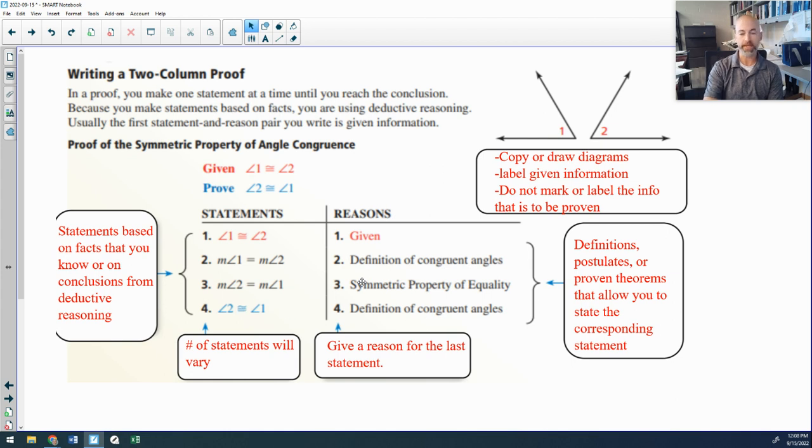You have to say what it is that you did that allowed you to go from step 3 to step 4. And in this case, if we know two angles are equal, then by the definition of congruence, we can say that the two angles are congruent as well. So let's look at a few examples.